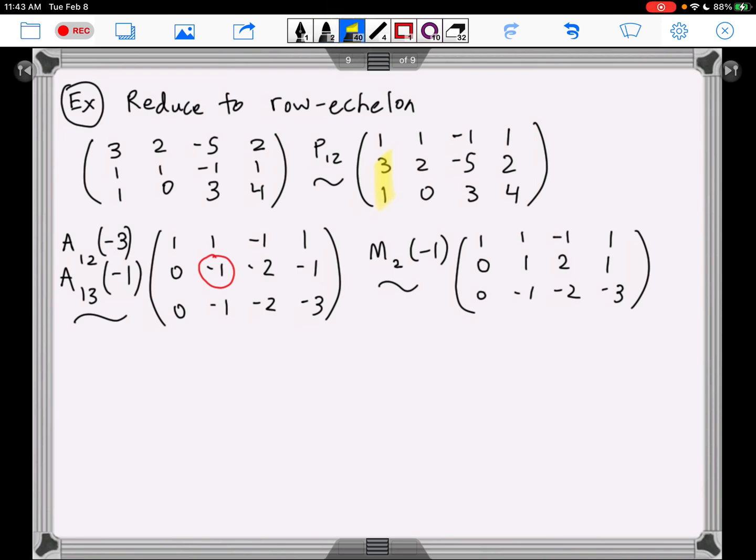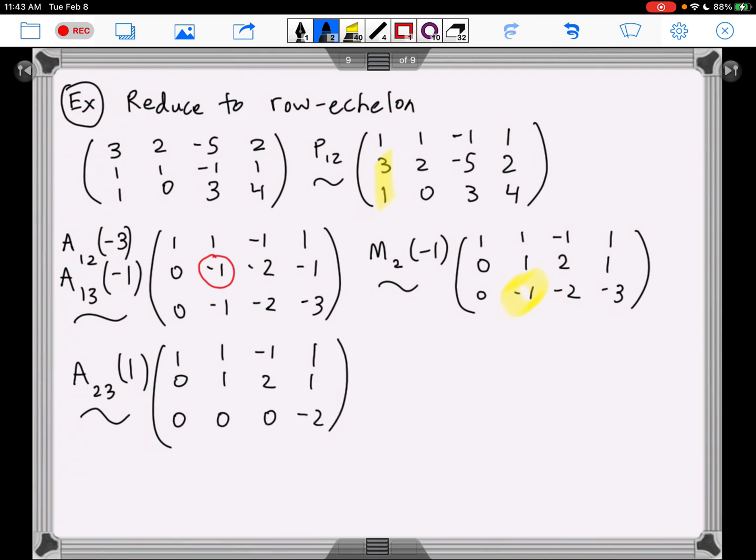Now what? Now we need to turn this guy right here into a 0. We do that by using row 2. In this case, we could just add 1 times row 2 to row 3. So we get 1, 1, negative 1, 1, 0, 1, 2, 1. And then here we get 0. We're basically just adding the two rows together. 0 and negative 2. So this is what we get.